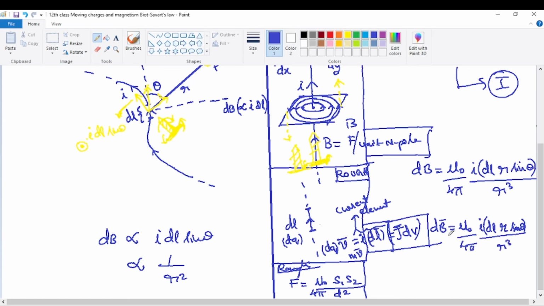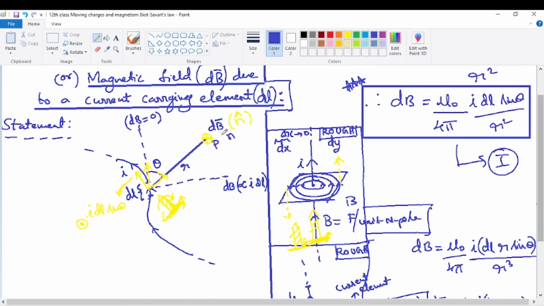Now any vector can be written as, just see here, dB bar is a vector. We know its magnitude.